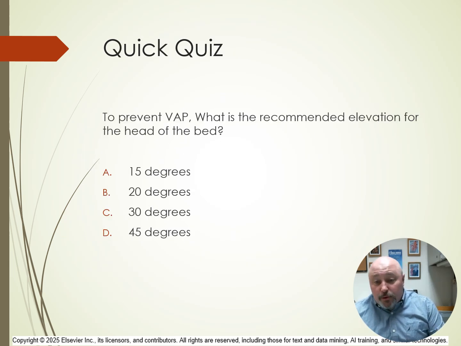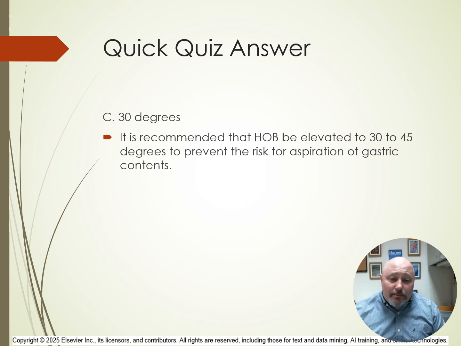To prevent VAP, what is the recommended elevation for the head of the bed? That would be A, 15 degrees, B, 20 degrees, C, 30 degrees, or D, 45 degrees. And that answer here is going to be C, 30 degrees. It's recommended that the head of the bed be elevated 30 to 45 degrees to prevent the risk for aspiration of gastric contents.